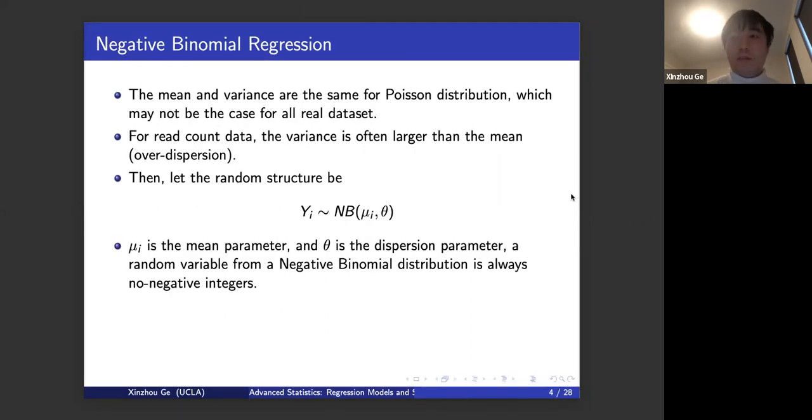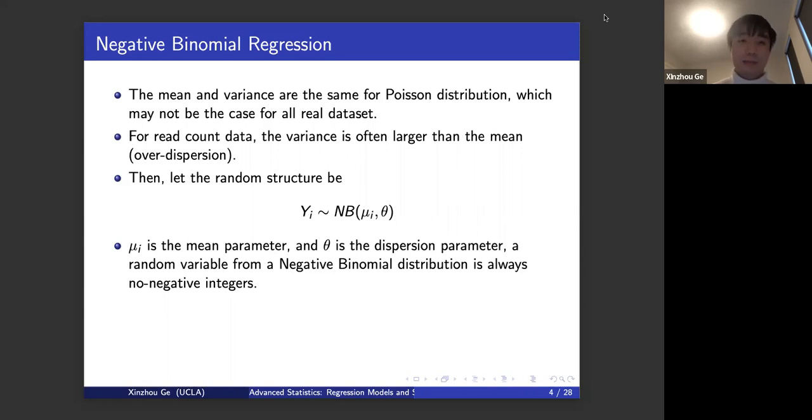However, the Poisson regression model is not always the best for the count data, because there is an important property for Poisson distribution, which is that the mean and the variance are the same. And for real data, it may not be the case. We find from a lot of literature and real data sets that for real gene expression data sets, the variance is often larger compared to the mean. And we call this over dispersion.